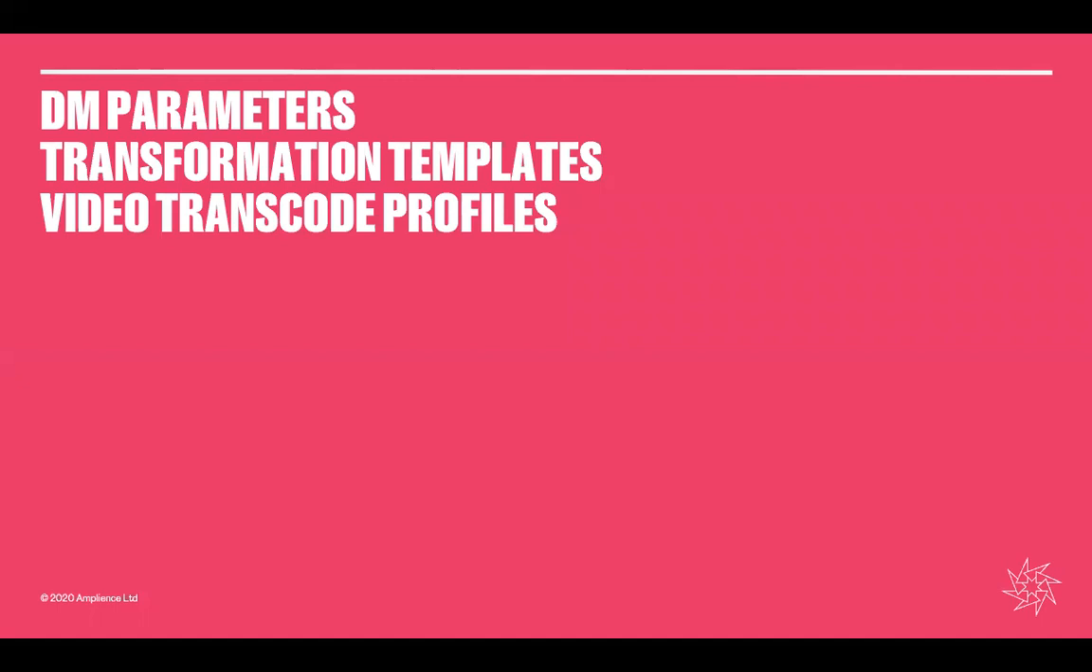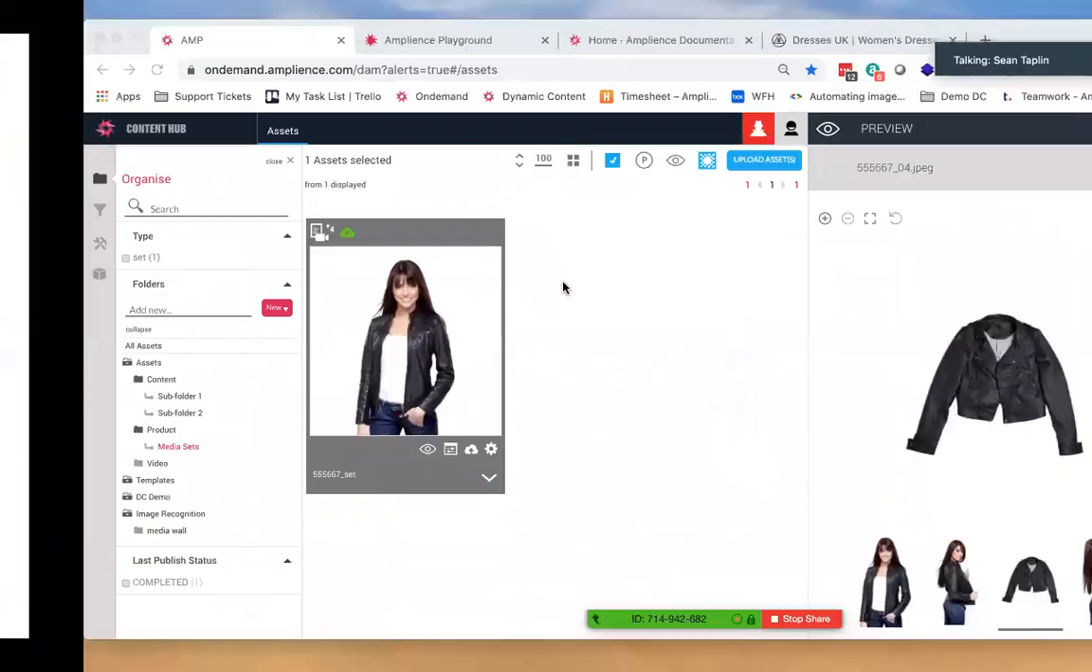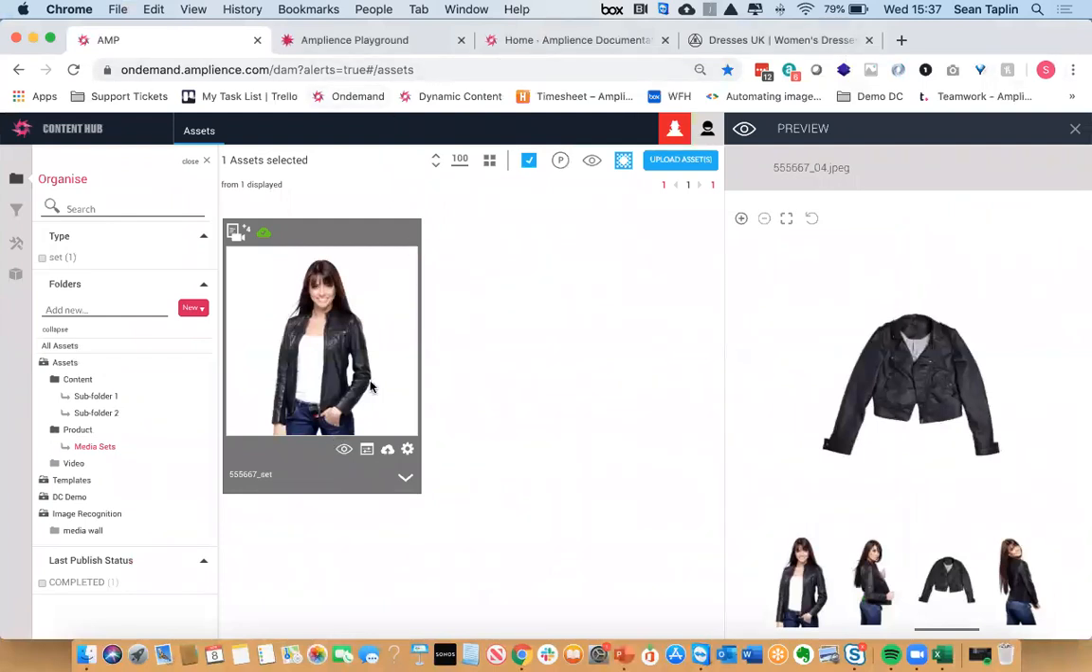Okay, I'm going to talk now about some of the serving of your assets online, how that works. I'll keep it at a pretty basic level for today's conversation. I'll talk to you about some of the most common set of parameters, what transformation templates are and how they can be used. And then I'll also talk about video transcode profiles as well. Most of this will be easier if I show you directly in your account.